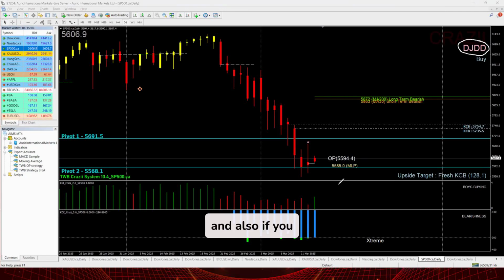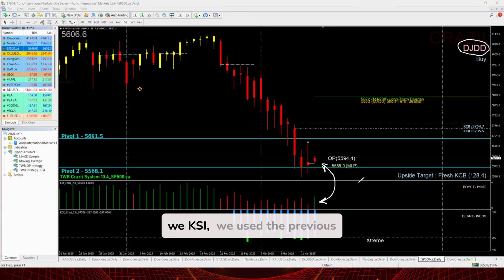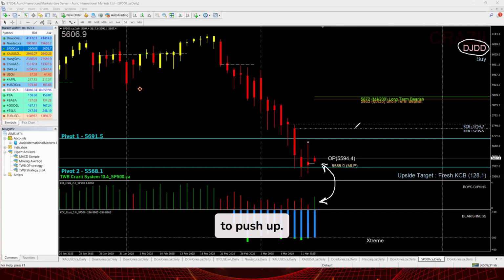And also, if you notice, oh gosh, look at it, the KSI has turned green. Interesting. So that is the main point. Now, last time with KSI, we used the previous day's KSI as a guide, right? But now we don't do that. We actually use the current KSI to monitor the market. And from here itself, it's pretty clear that we have a runner, which means the market now seemingly is going to push up.